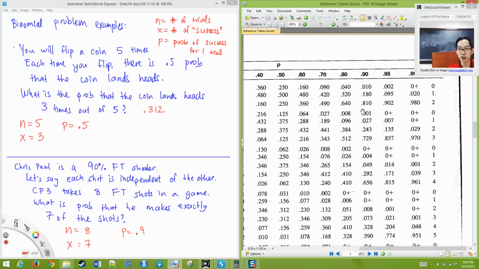Can you show us an example of something that would look like a binomial but isn't?